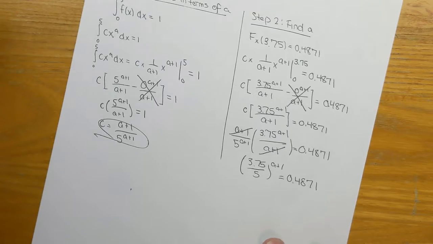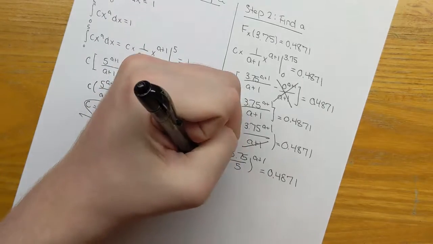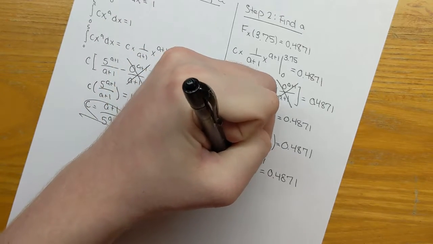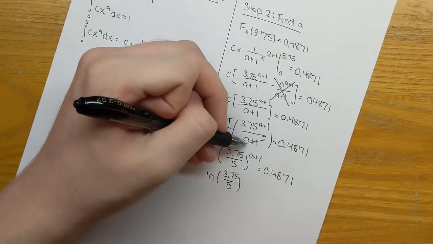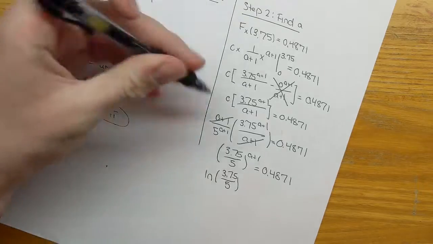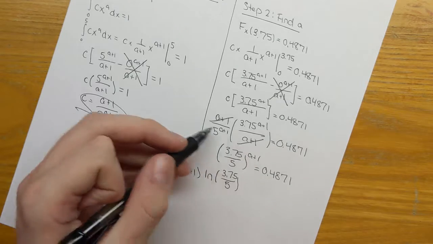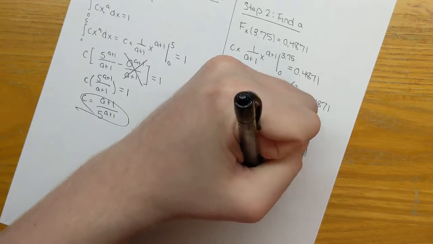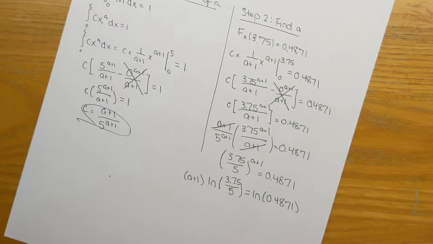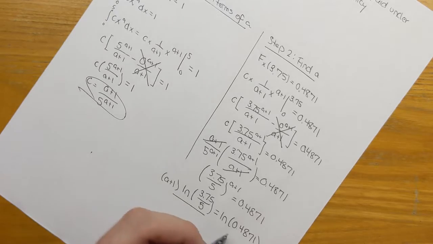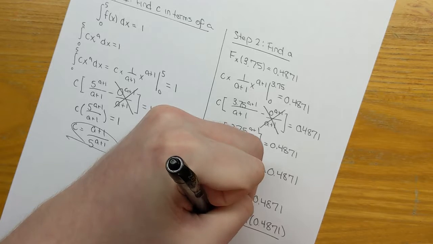Now how am I going to solve for a? Well, you should already be thinking natural log, because if we take the natural log of both sides, we can use our log properties to take this exponent and bring it out in front of the natural log. So we're going to have a plus 1 out in front here. I just took this exponent and brought it out. It is equal to the natural log of 0.4871. So now that we have this, let's divide both sides by this quantity right here, the natural log of 3.75 over 5.